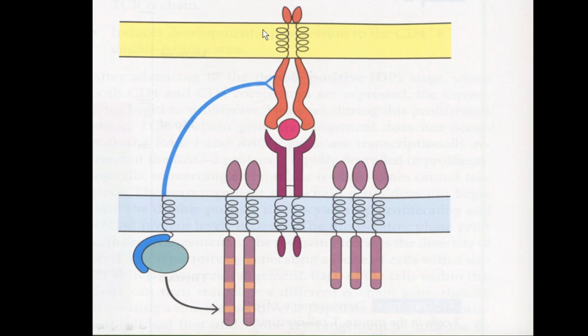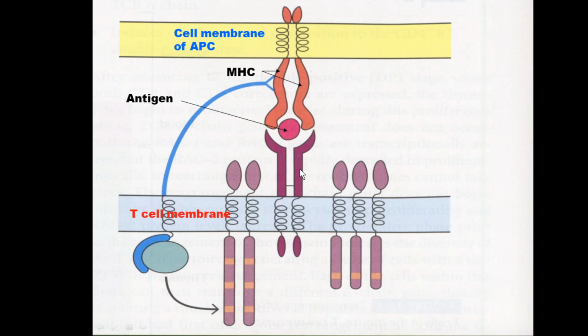This is the cell membrane of the antigen presenting cell. This is MHC and this is antigen. So the first signal is on the cell membrane of the antigen presenting cell. In here there is MHC. It will process and present the antigen to the T cell.